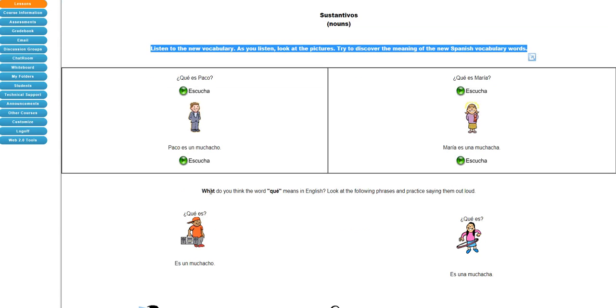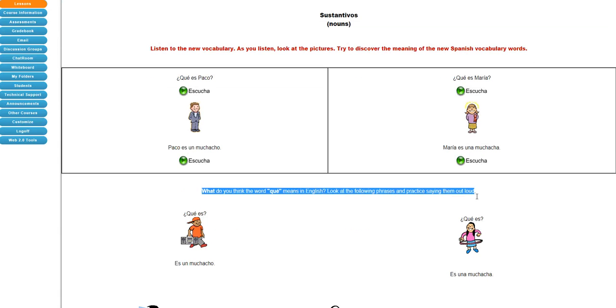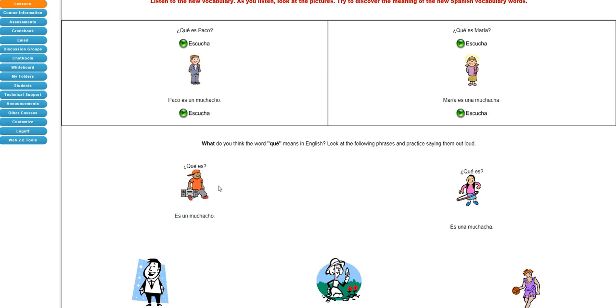Okay? It says here, what do you think the word que means in English? And I'm just going to tell you it is what. So you already learned who is quién. And how is cómo, but when you use cómo with Sarah, it means like, what are you like? But generally it means how, like, ¿cómo estás? How are you? So, qué means what. So, ¿qué es? What is? Okay? Or what is it, essentially?